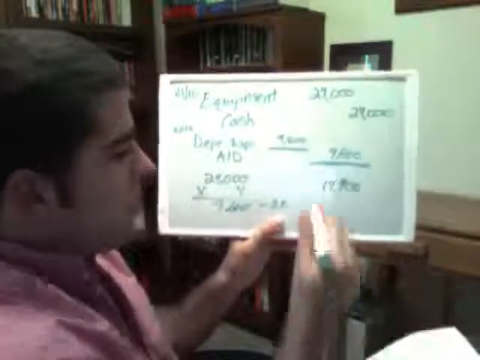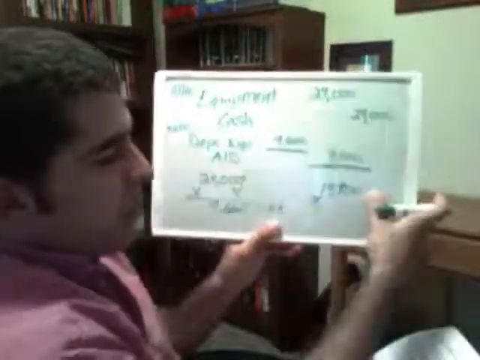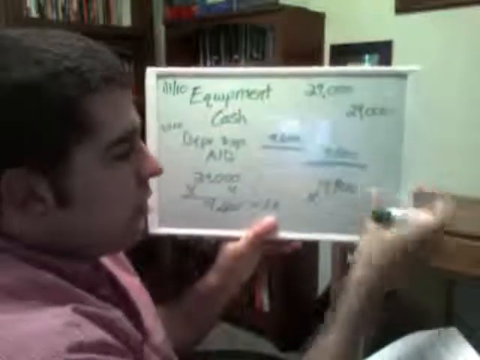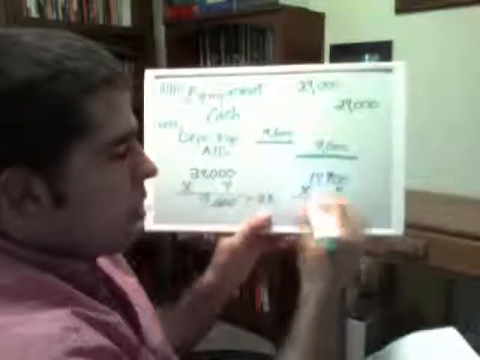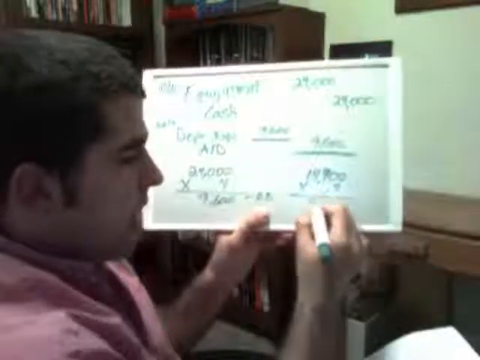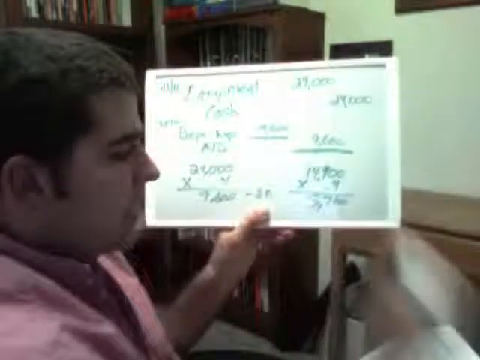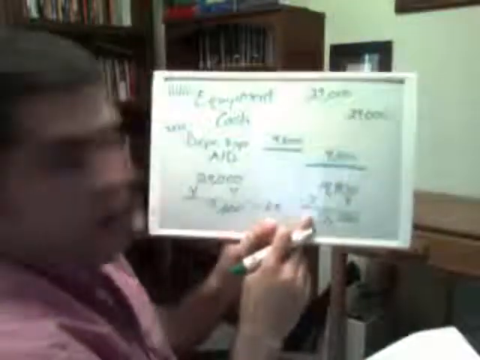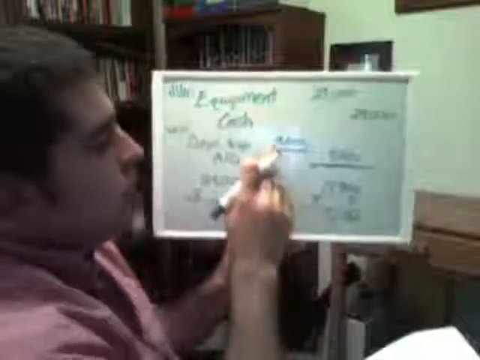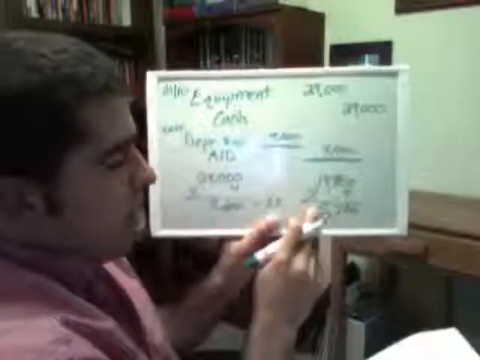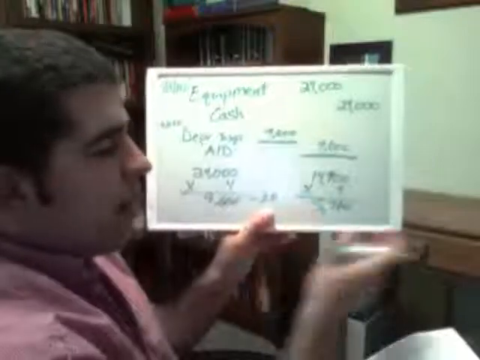Okay, in the second year, we do the same thing, except we start with the beginning book value of 14,400 times 0.4, and that amount is 5,760. So this would be our depreciation for the second year. We see we took a lot more in the first year, and then less in the second year. What would we do in the third year?